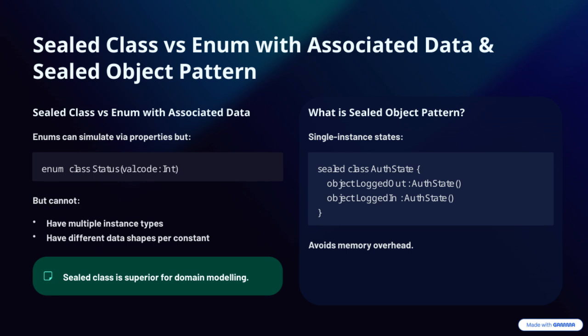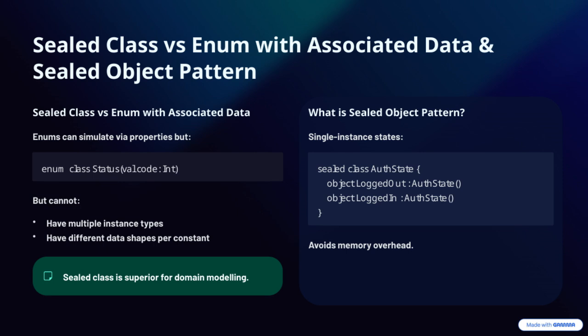So, what exactly is the sealed object pattern? It's a way to model states or concepts that have a limited, predefined set of options. Sealed classes are particularly powerful for domain modeling because they let us have multiple instance types, each with different data structures, all within a controlled hierarchy. For instance, each constant within a sealed class can have its own data shape, making it flexible for complex state representations. But it's important to note what sealed classes cannot do, like enums.